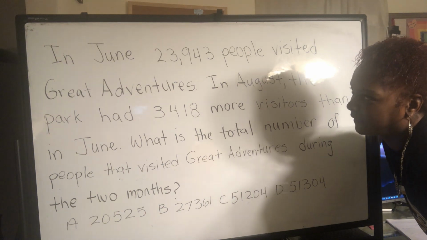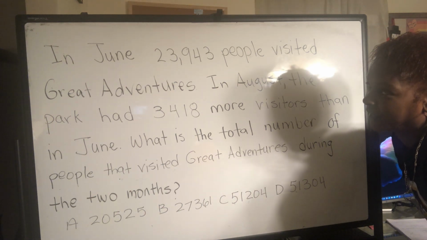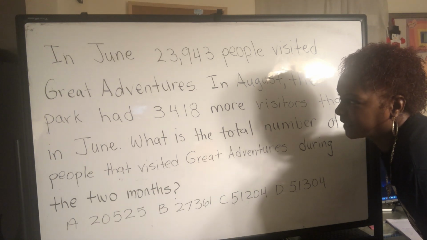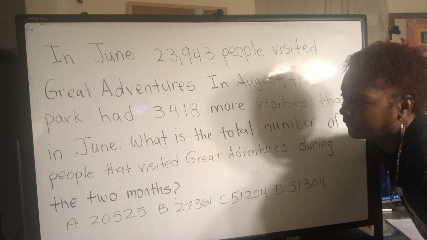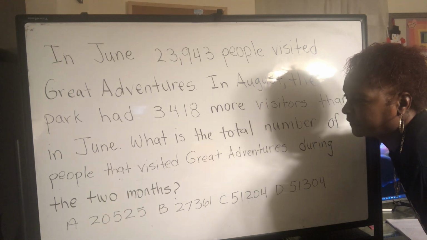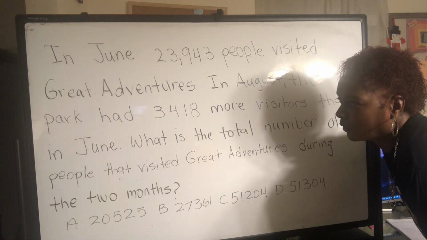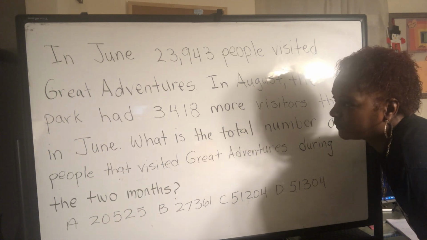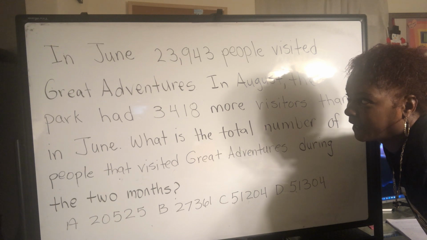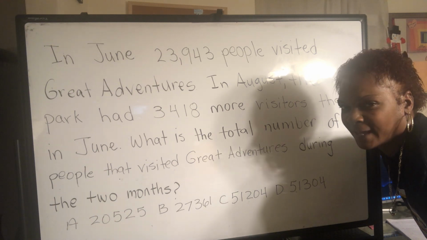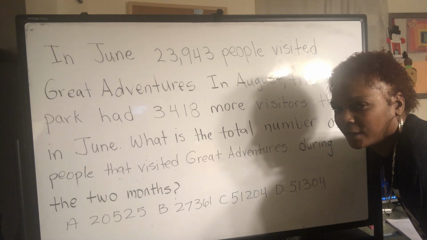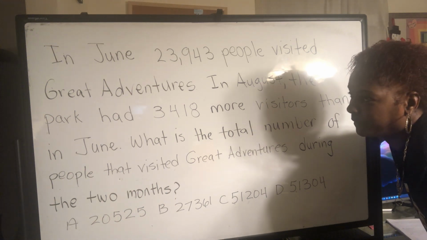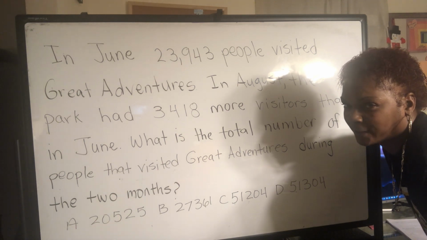We can see that we had 23,943 visitors in our first month of June. In the second line, it tells us that 3,418 more people visited. So using the word more, that lets us know that we are going to add. So we would take 23,943 and add that to 3,418 so we can first get the total of how many people visited the park in August.